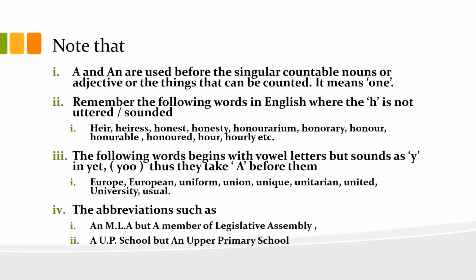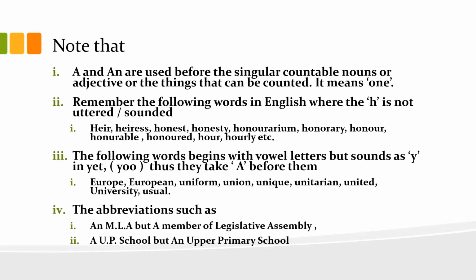Please note that a and an are used before singular countable nouns, or things that can be counted. It means one. Remember the following words in English where H is not uttered or sounded, like heir, heiress, honest, honesty, honorarium, honorary, honor, honorable, honored, hour, hourly, etc. So before these words we have to use an, not a.